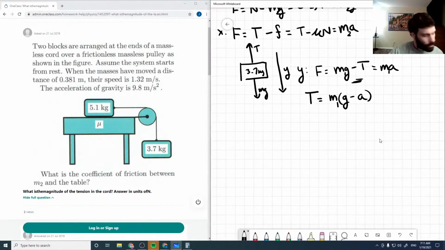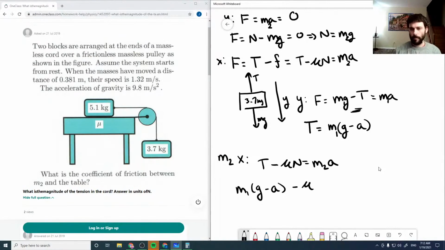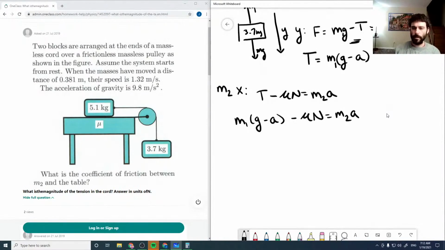Okay, so with that value for our tension, we can plug that into our x equation for M2. So from M2 x, we have that tension minus mu n is M2a. And so then we have M1 g minus a minus mu n is equal to M2a. And now we can start to solve for our acceleration.